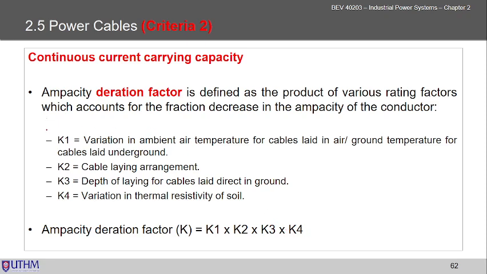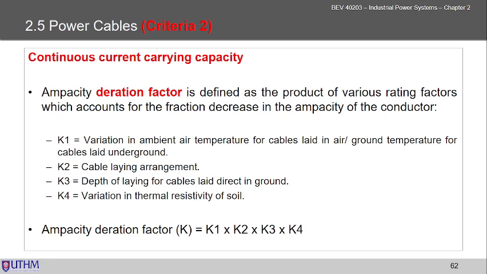So if we install the power cables underground, in ground, that means we need to obtain K1, K2, K3 and K4. Okay, let's check what is K1. K1 is the ambient temperature where the cable is laid or installed. If in air, that means the air ambient temperature. That means the operating temperature for that particular cable.